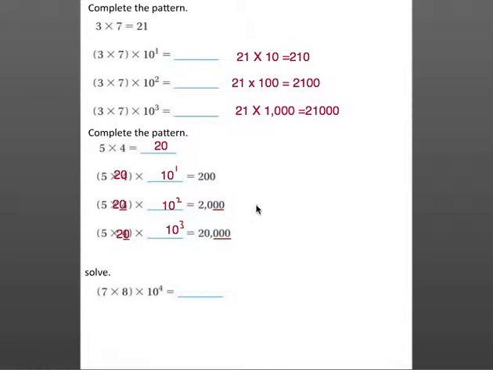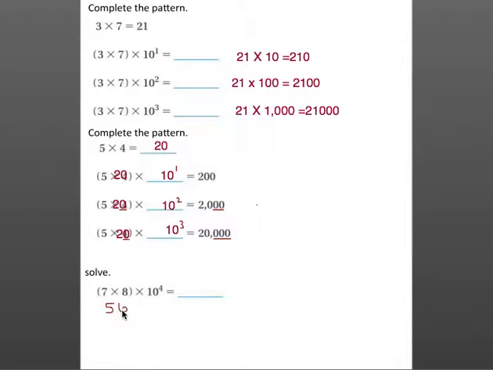And then the last thing that we're going to do is solve our last problem where there's no pattern to help us. We just have to figure it out on our own. So we need to think to ourselves, what is 7 times 8? Because I need to figure out what 7 times 8 is so that I can add my exponent in to get what it is using mental math. And I know that 7 times 8 is 56.